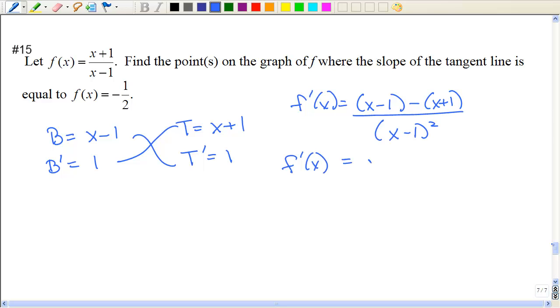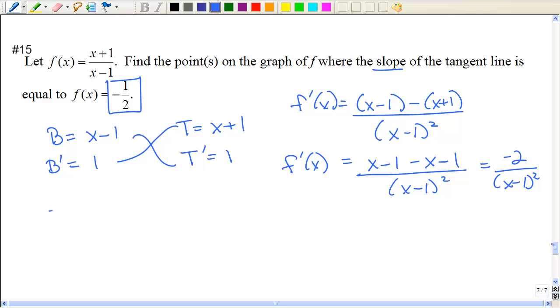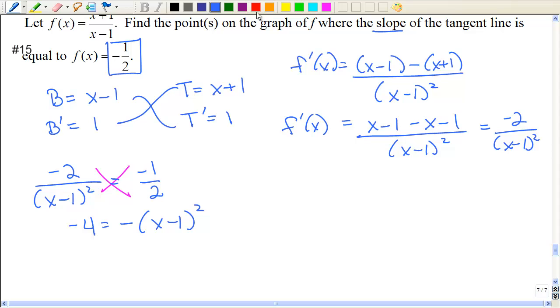Okay, so if I collect, let me now distribute that minus, and let's see what happens. The x's add to 0, and I get this expression. That's my derivative. That's the slope in general. Now I want that slope to be negative 1/2. So I'm going to take my derivative and set it equal to negative 1/2. And just like on the last example, I'm going to cross multiply. And I'm going to now divide by negative 1, so they're both positive. Then I'm going to take the square root.